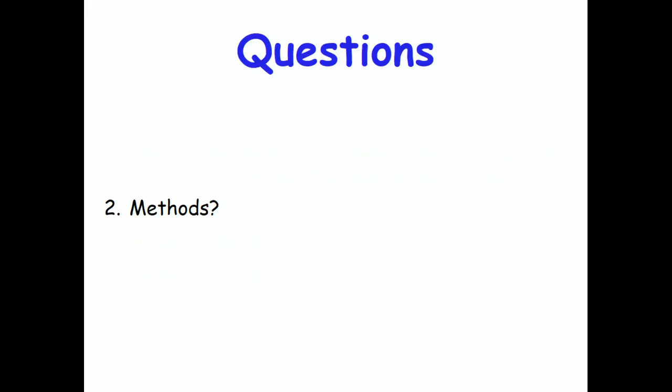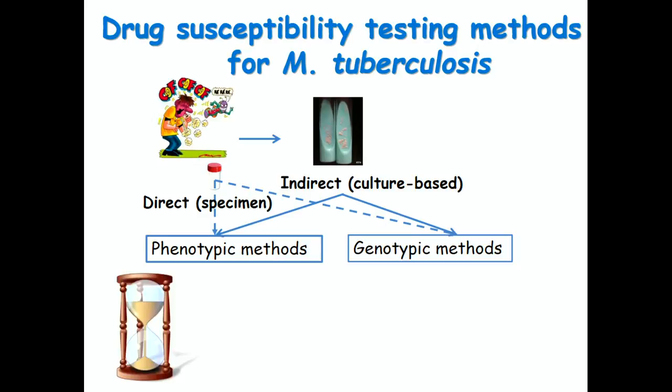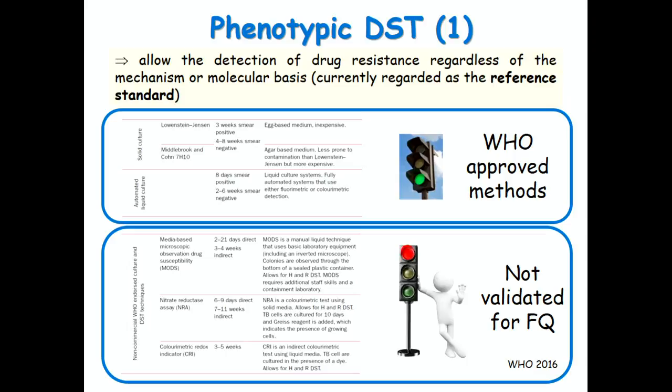So which methods can we use to evaluate the fluoroquinolone drug susceptibility testing in TB? There are 2 different methods. Phenotypic methods are mainly culture-based methods, and genotypic methods, which are equally performed directly on specimens and indirectly. The main difference between those methods is the delay to obtain the answer. And as you know, genotypic methods are the only ones capable of answering that question within a few days. Despite this disadvantage, phenotypic drug susceptibility methods remain the reference standard because they are the only ones allowing the detection of drug resistance regardless of the mechanism or molecular basis.